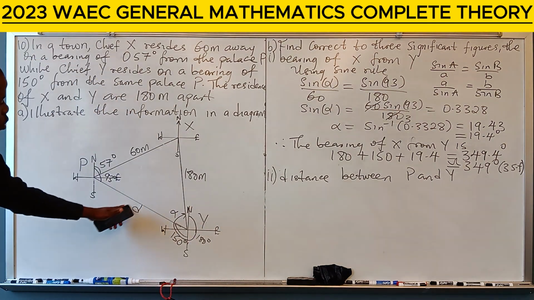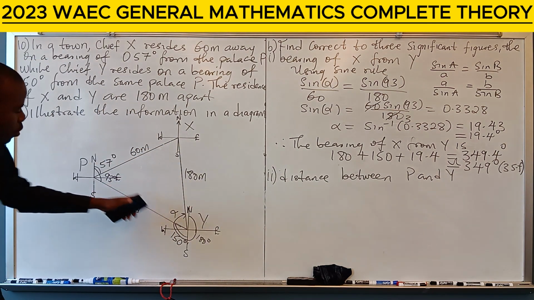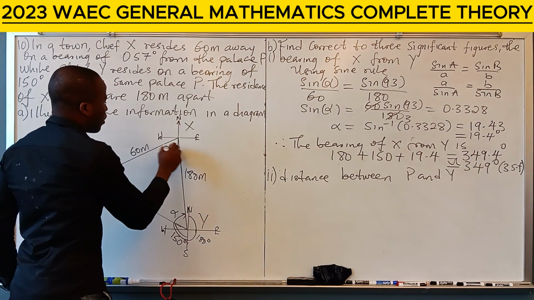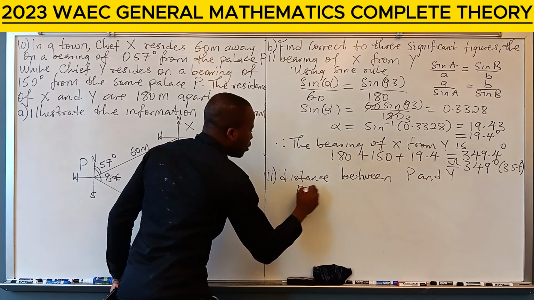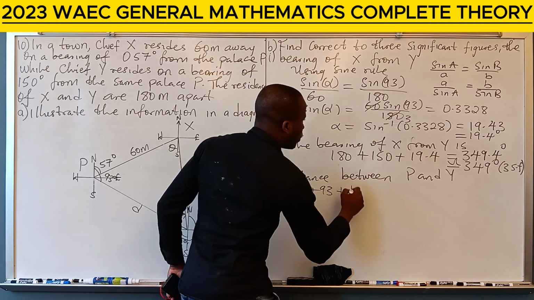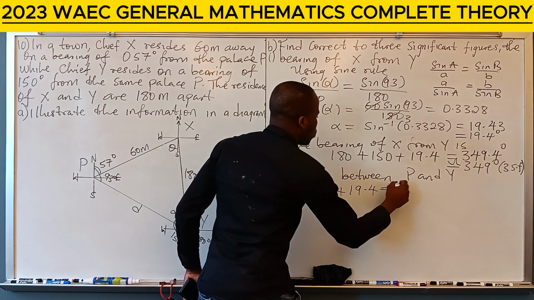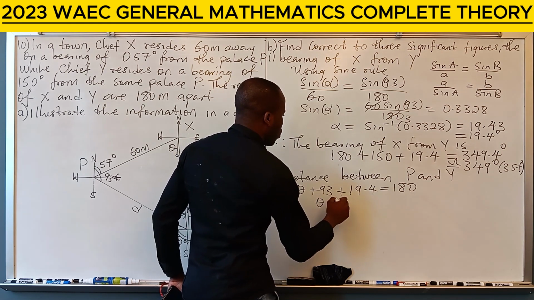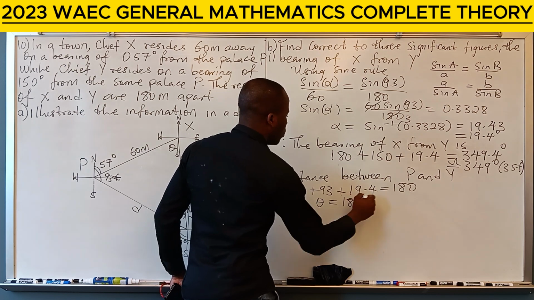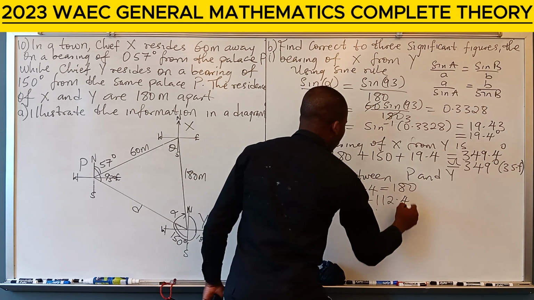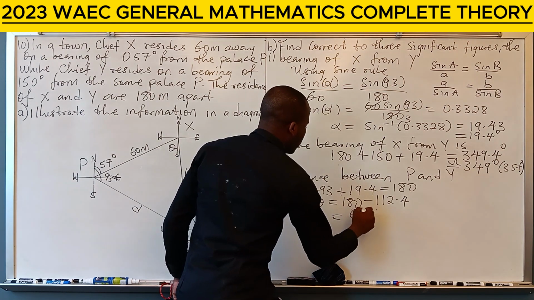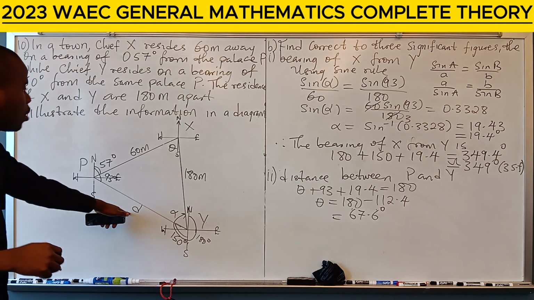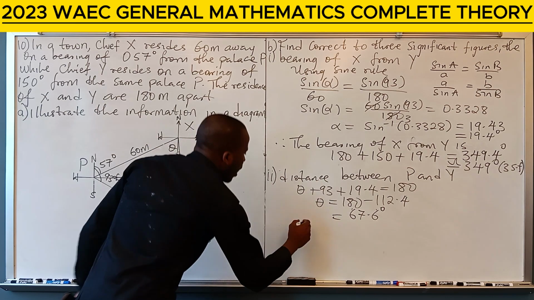So to get this, we'll look for what this angle is. We know this angle, we know this angle. We can find this angle by sum of angles in the triangle. So let's call here theta. Theta plus 93 plus 19.4 equals 180. So theta equals 180 minus 112.4, and if we subtract, we'll have 67.6.